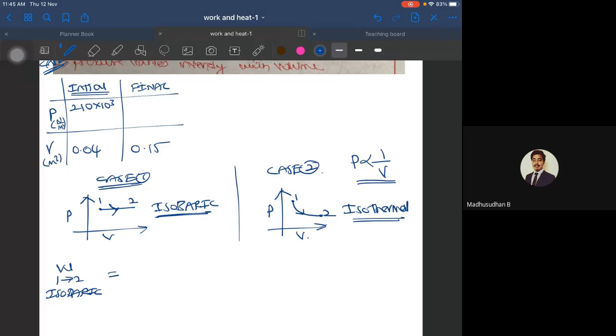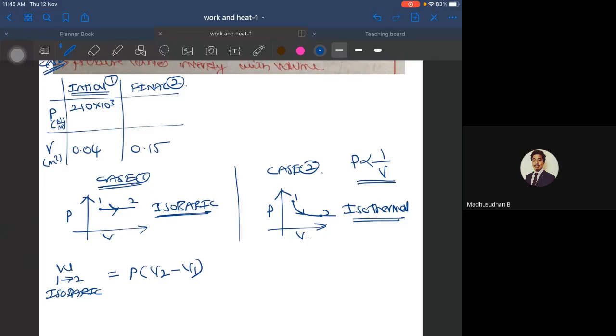Guys, I want everyone to concentrate. This is very, very important. Work done from 1 to 2, which is isobaric, is P into V2 minus V1. So the initial state I will consider as state 1, and the final state I'll consider as state 2.